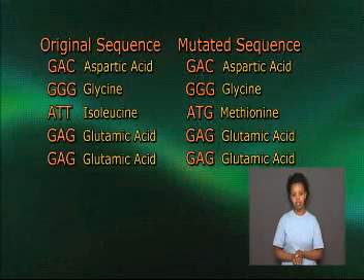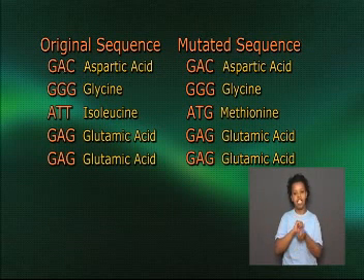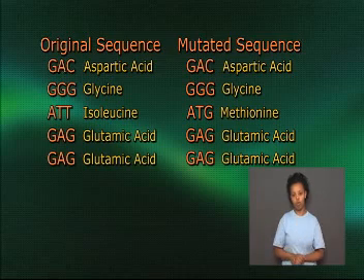In substitution mutations, one base is replaced by a different base, as you can see here. In this example, guanine has replaced thymine, and the triplet ATT has been changed to ATG. While the original triplet codes for isoleucine, which is an amino acid, the new triplet codes for methionine. This substitution results in a different protein being synthesized.